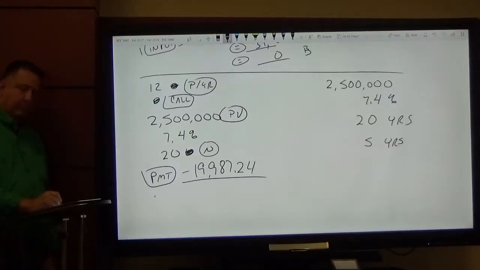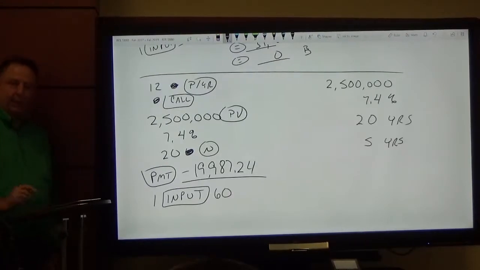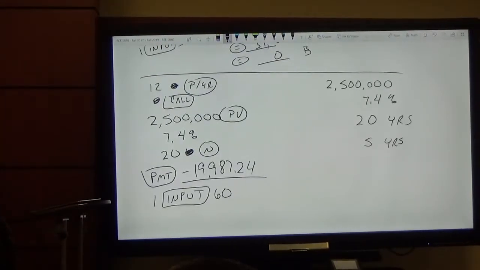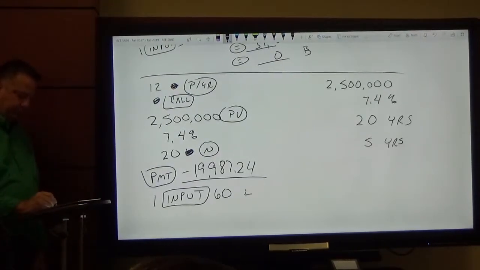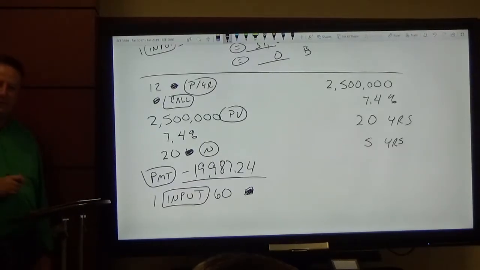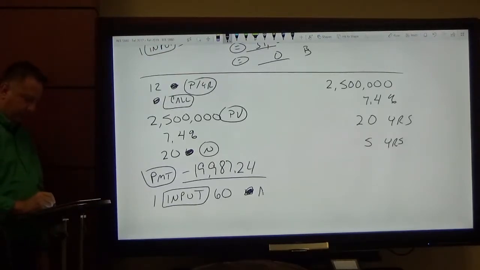1 through 5? Nope. Input 5? Nope. 1, input 60, monthly. Okay? So if you put in 60 and put 60, wouldn't it still tell you the same balance? Yes, it will. There you go, because you're only solving for the balance. Look at you, Chase. Overachiever.